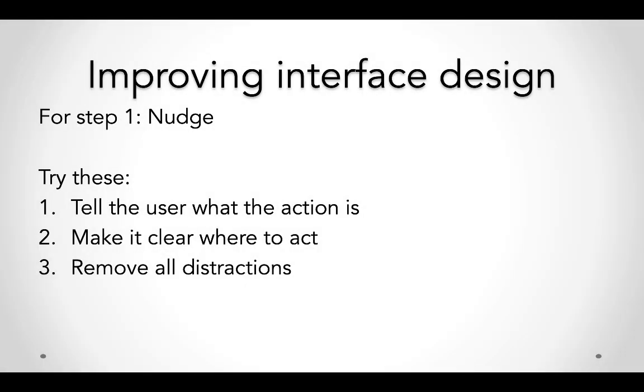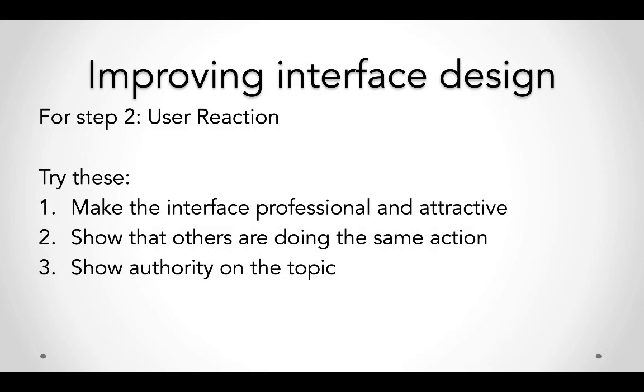How do we improve any design? For step 1, for the nudge, try these. Tell the user what the action is. Make it clear where to act and remove all distractions. For step 2, make the interface professional and attractive. Remember, attractiveness counts, saliency. Show that others are doing the same action, social proof. Show authority on the topic, right?